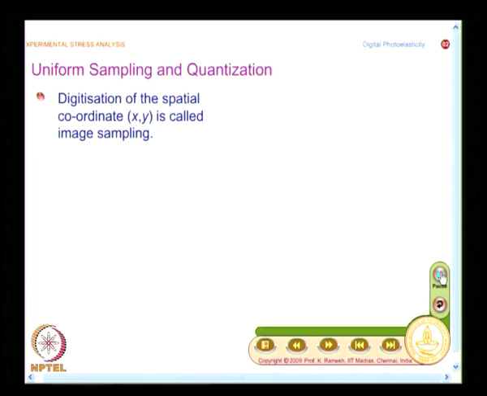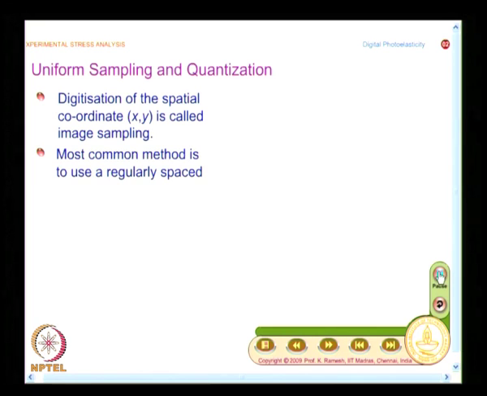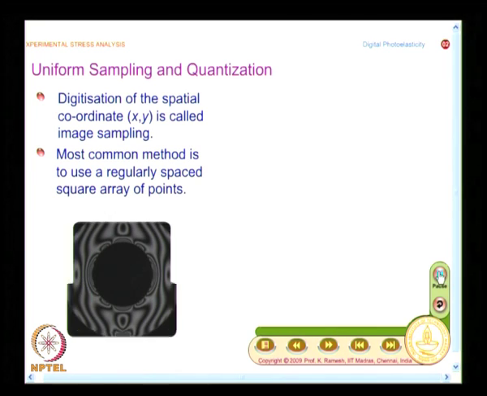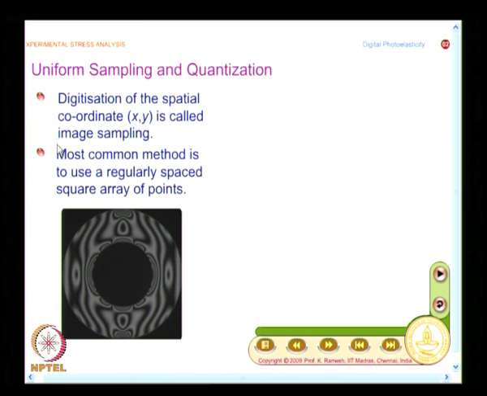So, what I see here is called uniform sampling and quantization. We do a digitization of the spatial coordinate. When I do the digitization, I call that image sampling. After image sampling, I do a quantization. And what you have here is the most common method for digitization, a regularly spaced square array of points.